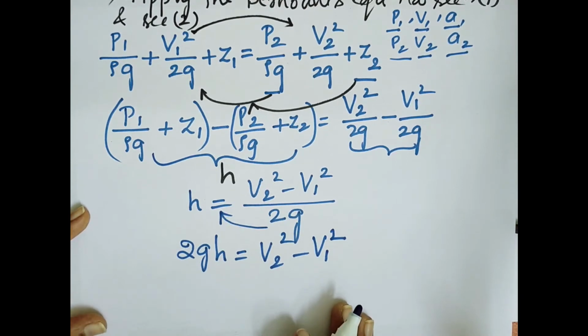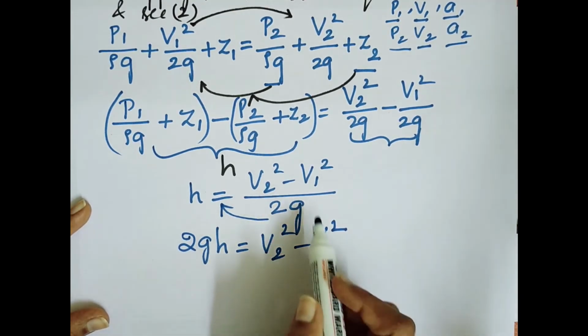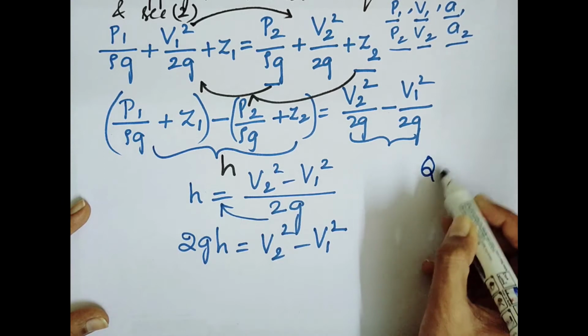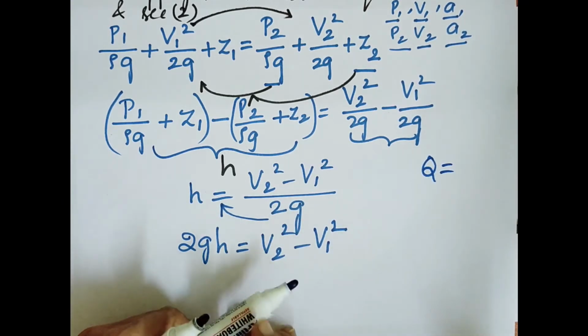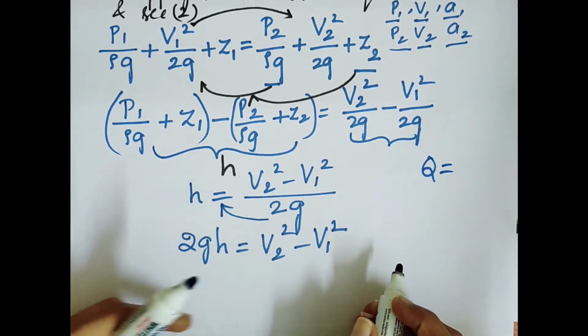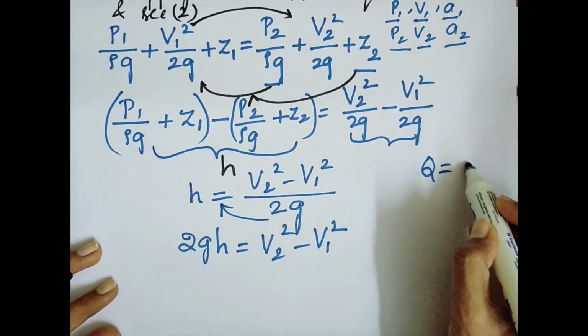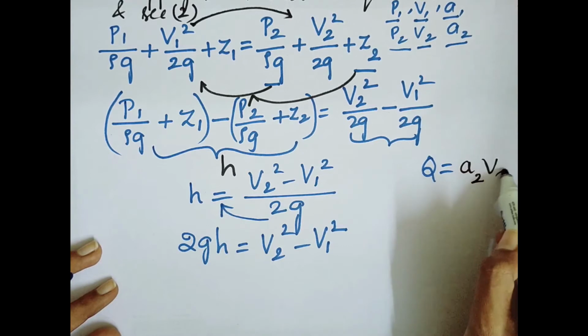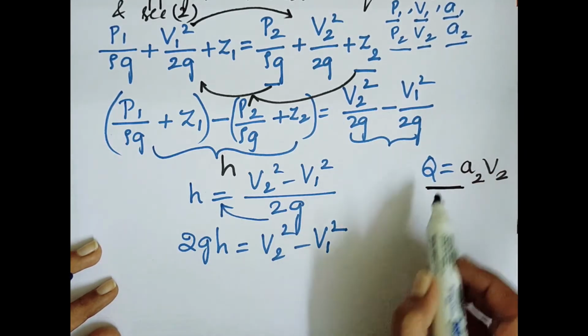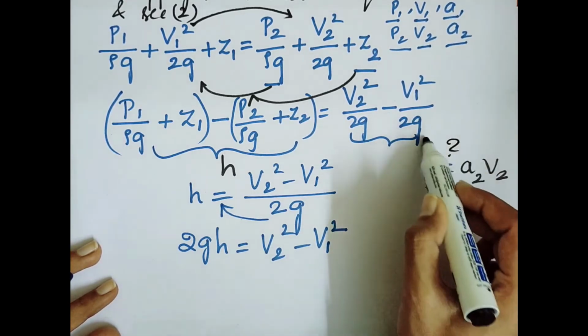So now what we have to do, ultimately we have to get the equation for Q. So we know Q is equal to what? It is area into velocity. So Q is equal to A2 into V2. So that is what we have to do. From this equation we'll get what is Q.